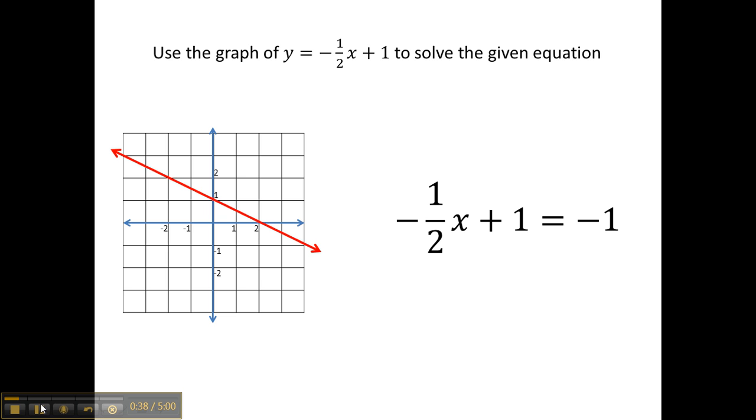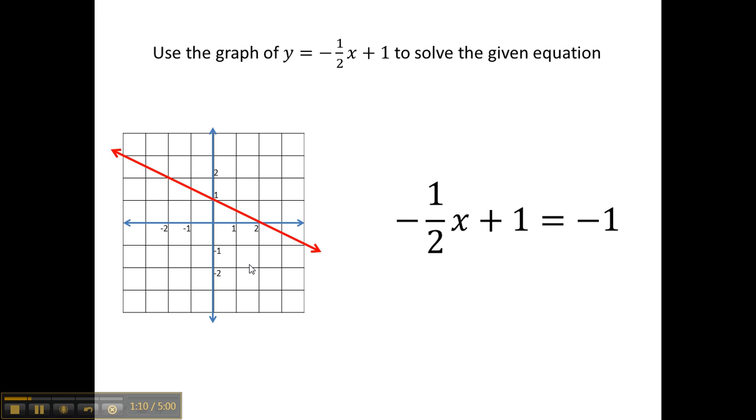Well, if you look, this red line here is the graph of this equation, y equals negative 1/2 x plus 1. Okay? And here in our given equation that we want to solve, the only difference between this equation and the one up here with the y in it is that instead of y, we have negative 1.